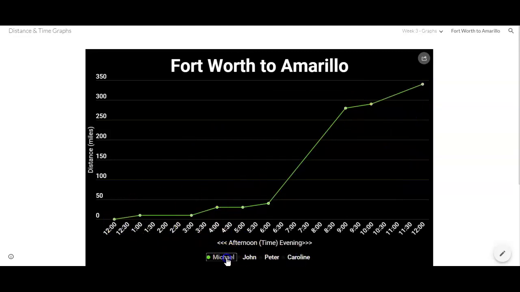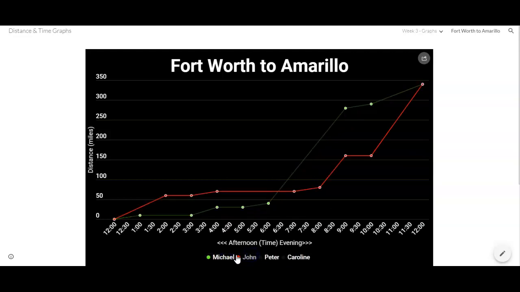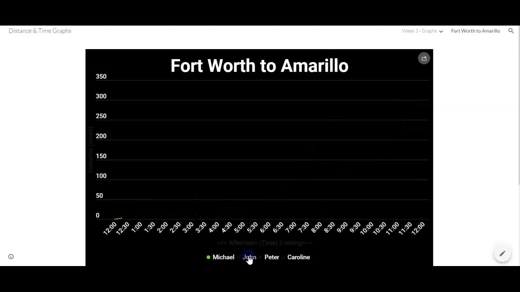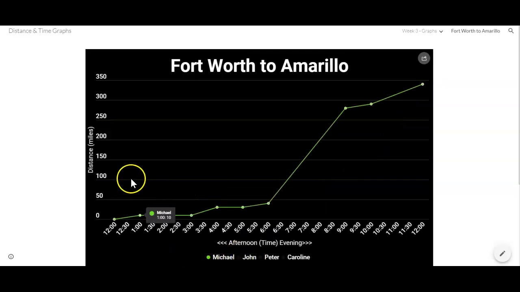Now, when I want to do John, I'll open up John and hide Michael, so I can look at each line independently. It just makes it a lot easier to use this graph this way. So here's Michael. And at noon, I'm at 0.